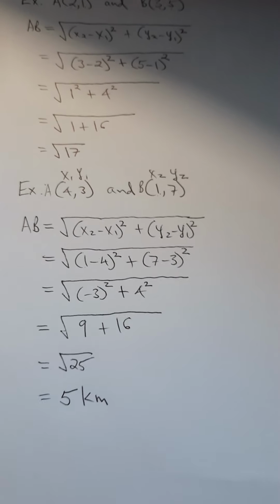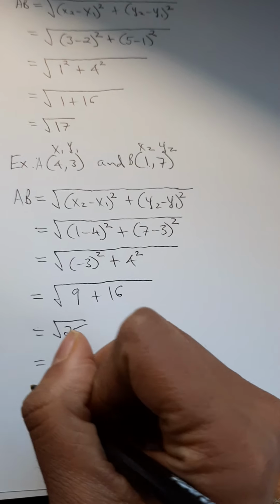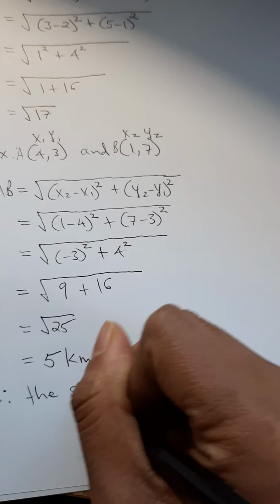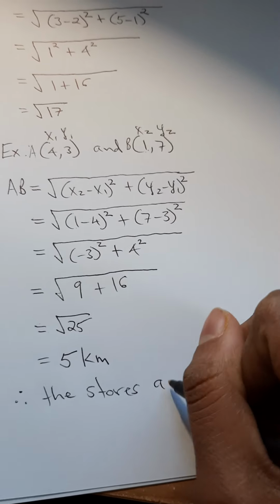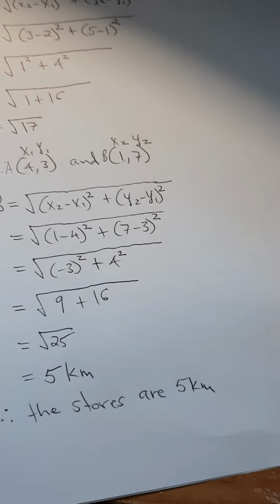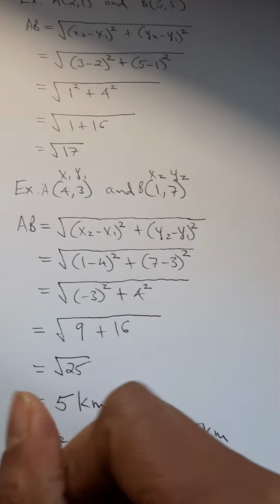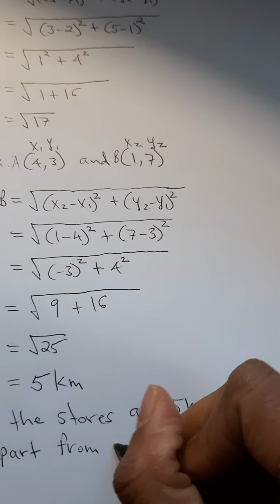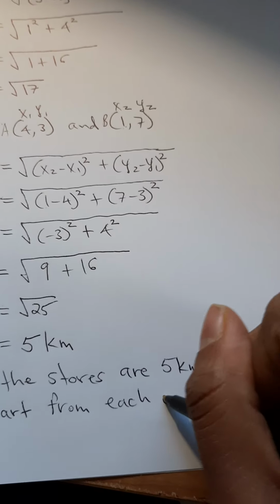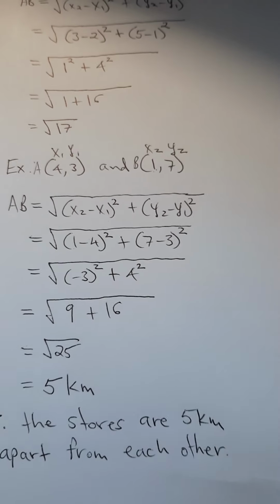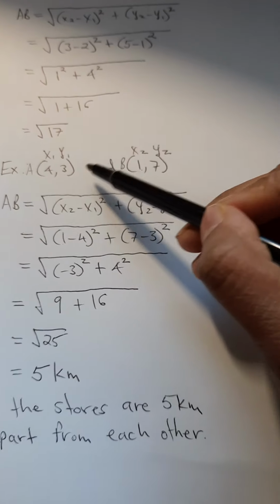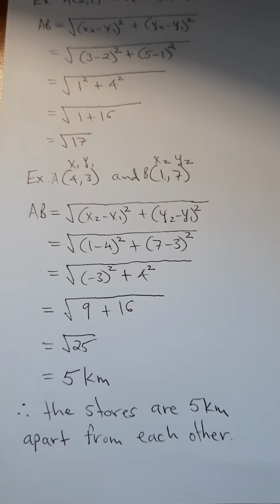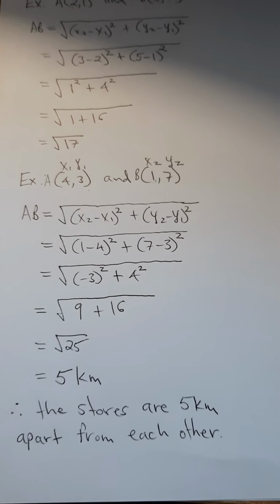Okay, and because again, it's a word problem, there should be a therefore statement here. It's saying how far apart are the stores. So therefore, the stores are 5 kilometers apart from each other. Remember these coordinates represent where each of the stores is actually located, and you're just trying to see what the distance is between the two coordinates. So in this case, it is 5 kilometers.